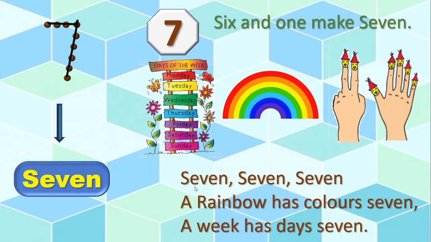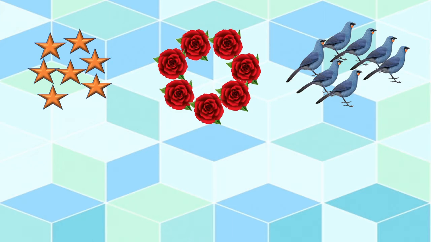Okay, once again we will go through this small poem. 7, 7, 7. A rainbow has colors 7. A week has days 7. Okay, got this? We'll move to next number. Here we have 7 stars. See here 1, 2, 3, 4, 5, 6 and this is 7th one. Okay, now here 7 stars are there. We will add one more to this. Then this is nothing but 8th star.